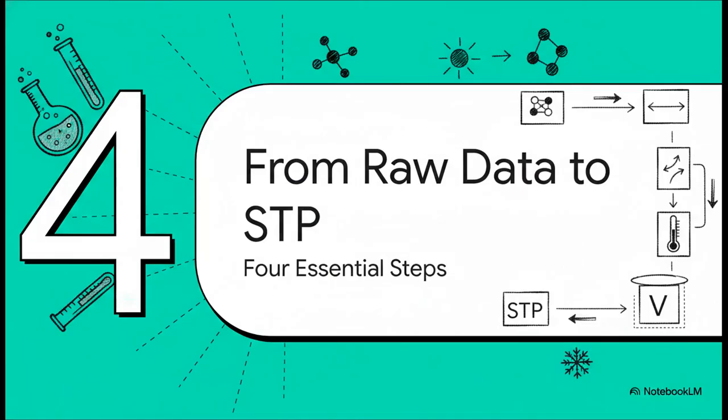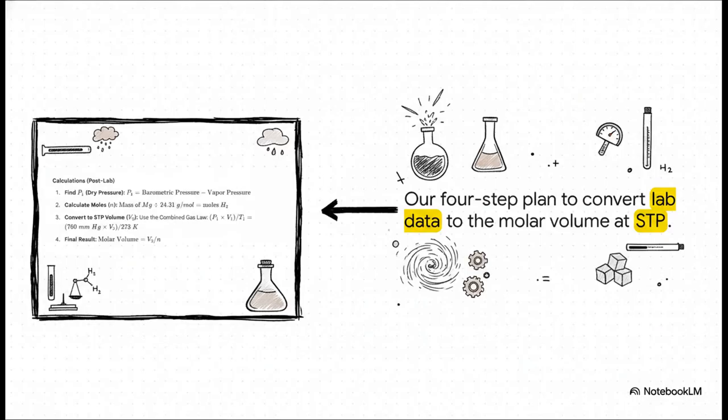Okay, we've got our raw numbers, but here's the thing. Those numbers only describe the gas under the conditions in our lab on this one particular day. Our quest is to find the volume at those universal standard conditions. To get there, we have to run our data through 4 essential calculations. Think of this as our 4-step mission to get from our messy lab data to our clean final answer.